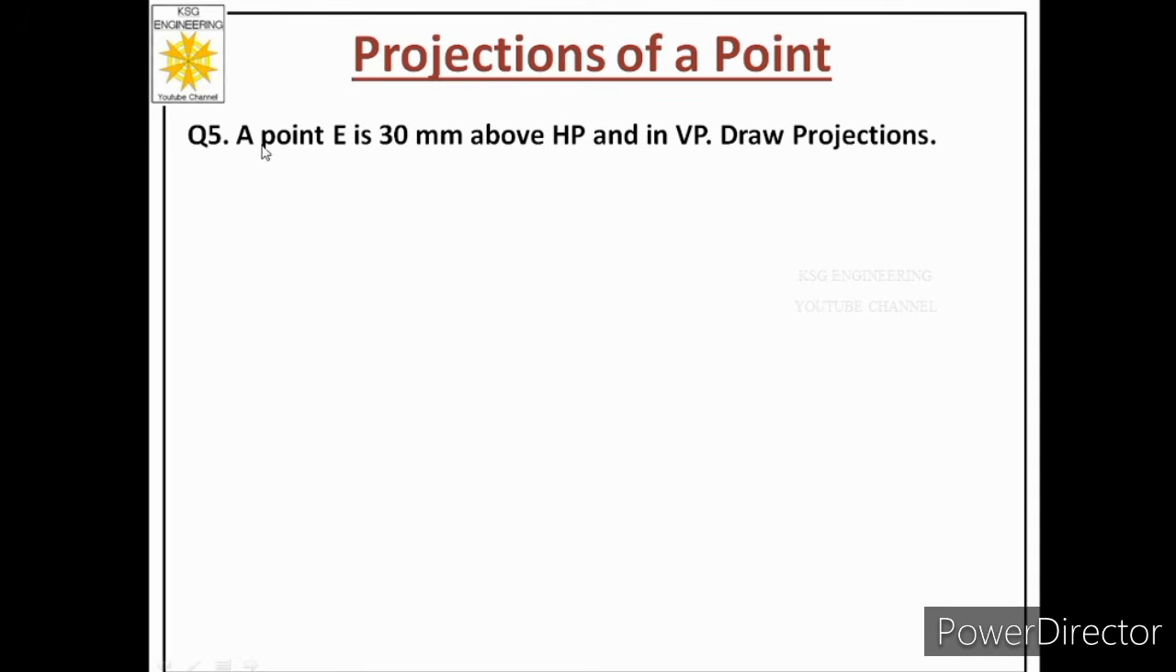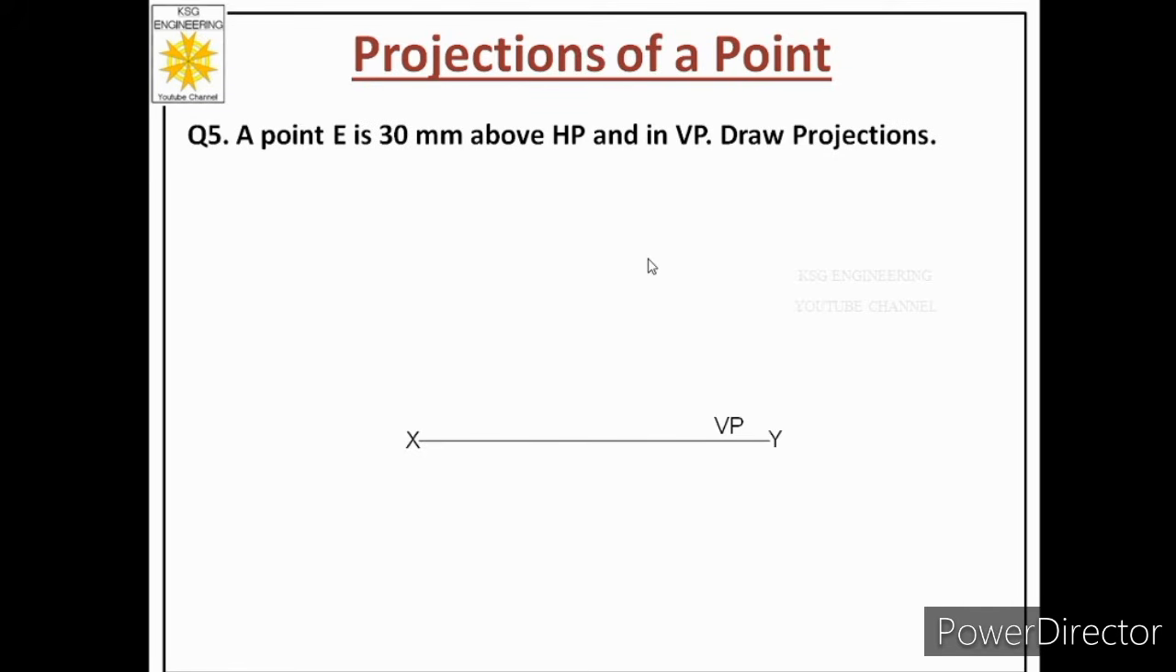So for that, let us read the statement again. A point capital E is 30 above HP and in VP. Draw projections. From the previous slides, we understand that if the point is in a particular plane, we have to represent that plane only. There is no need to represent the other plane. For this particular situation, we will consider that half of VP which is above HP. To represent that situation, we will just draw the XY line, that is the reference line, on the paper, and the space above that reference line we will mark as VP, and there is no need to mention HP because the point is only in VP.